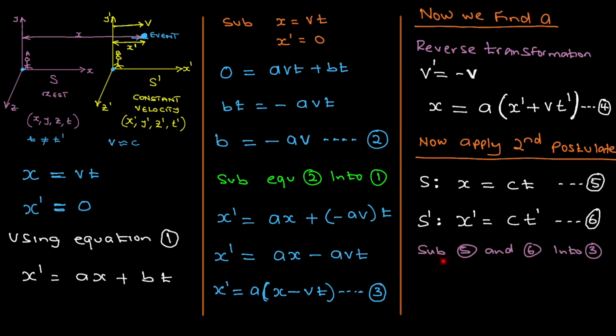Now we can substitute 5 and 6 into equation 3. Here we get ct prime equals a open bracket ct minus vt close bracket. As you can see, this is equation 3, where x is ct and x prime is ct prime, since we're applying the second postulate, which refers to the speed of light being constant for all inertial observers. So when we substitute equations 5 and 6 into equation 3, this is what we got.